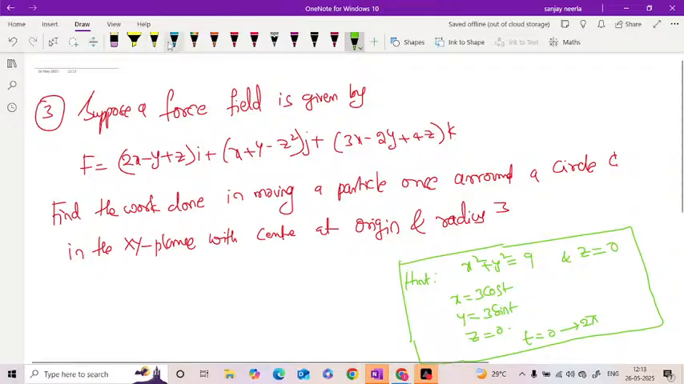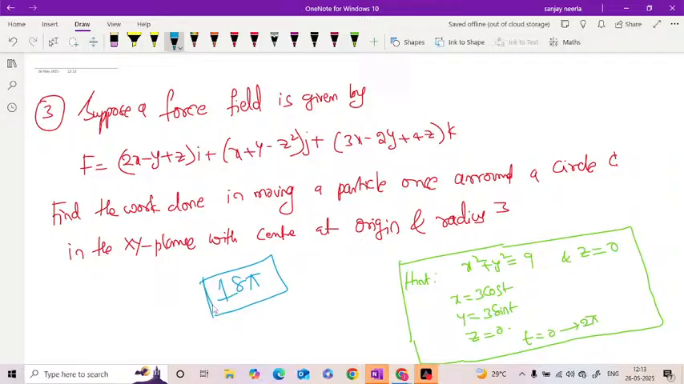Now here I will give the result also. The result is 18 pi. Okay. So this is the line integral of a vector field. So it is the second type of problem. So what is the first type of problem? Line integral with respect to arc length. The second one is the line integral of a vector field.